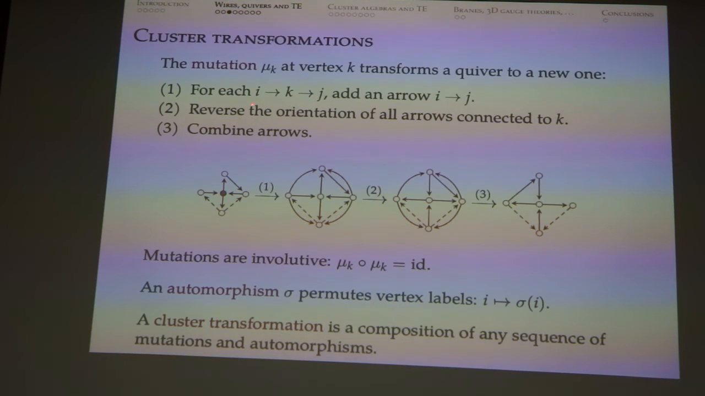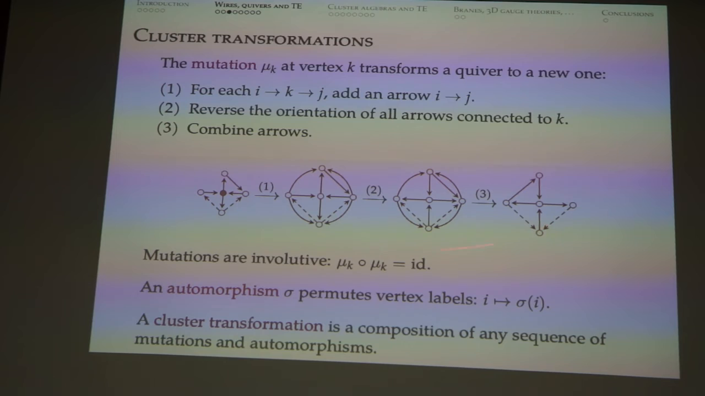So if you see 3 vertices I, K, J, connected by arrows like this, and you apply a mutation at vertex K, what you first do is add an additional arrow from I to J, and then reverse the orientation of all arrows connected to K, and then finally you combine or cancel arrows by considering weights correctly.